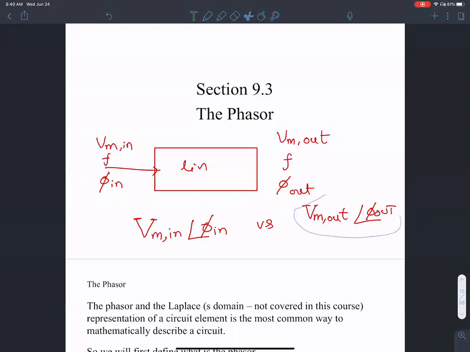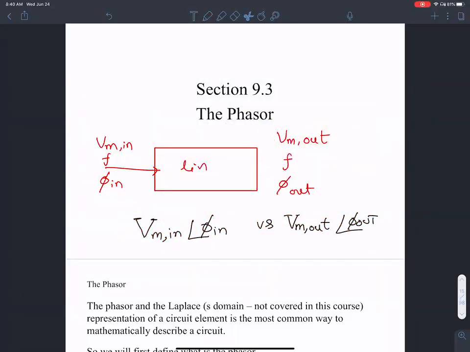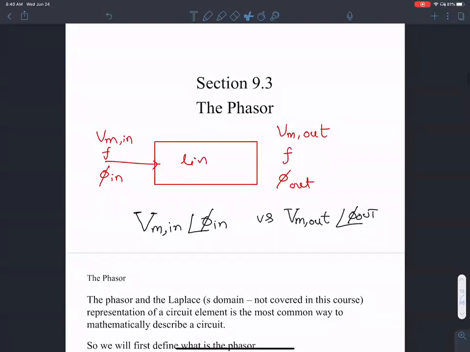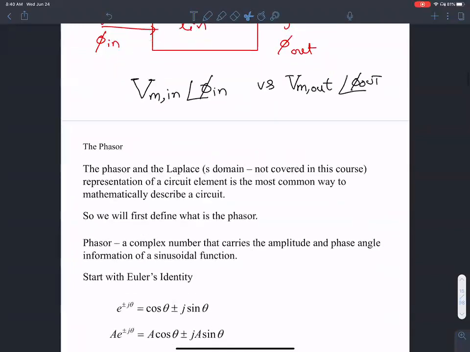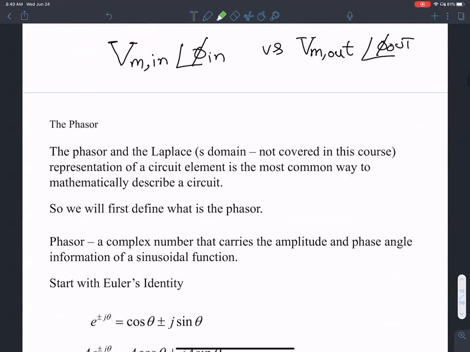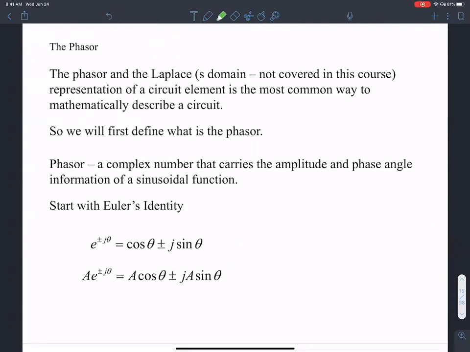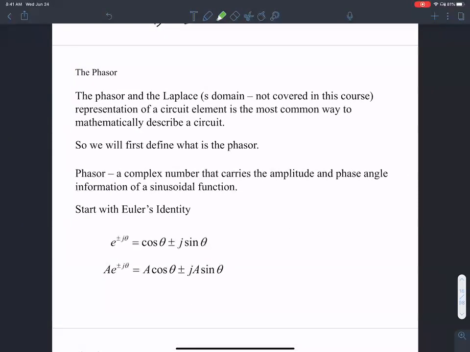This representation is called phasor. It is some kind of representation of the input amplitude and phase so that you can compare it to the output amplitude and phase. That's all there is to the idea of phasor. Phasor and Laplace domain, that is not covered in this course. They're the representation of a circuit in the most common way to mathematically describe it, just so I can manipulate it, understand the behavior of the circuit and mathematically get a handle around it.